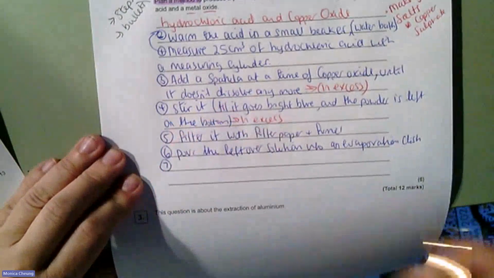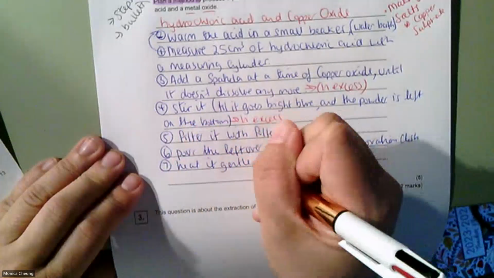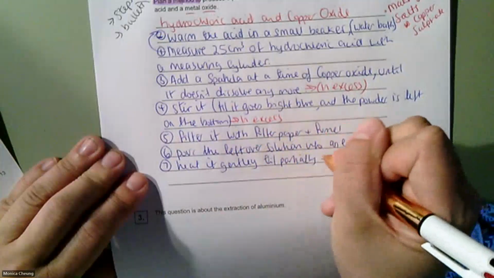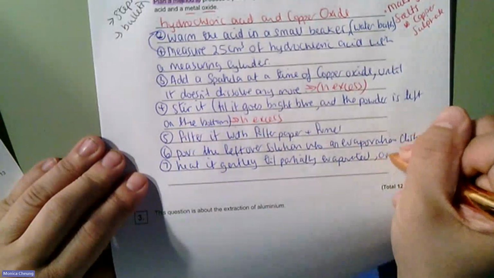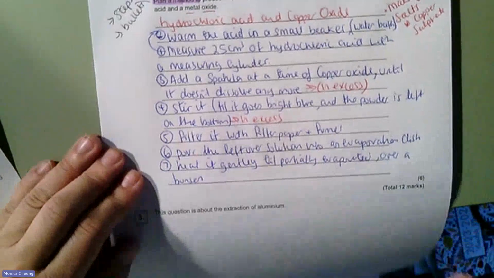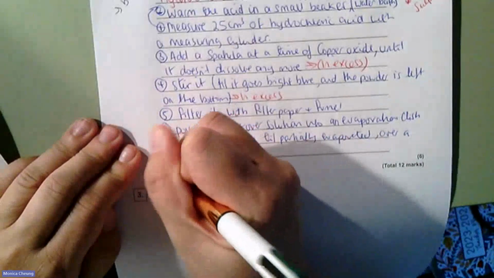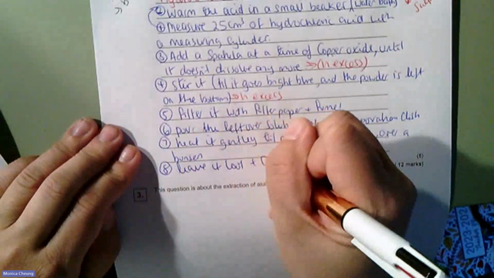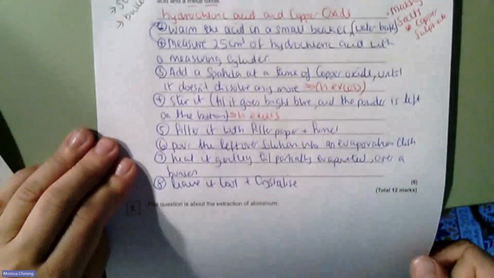7. We're going to heat it gently. Heat it gently till it's partially evaporated. And this is over a Bunsen. So we don't evaporate the whole thing over the Bunsen. We only heat it for a bit, evaporate it a little bit, just to help the reaction. And then we leave it to cool and crystallize. And then we'll get nice big crystals. So, and that's the method.